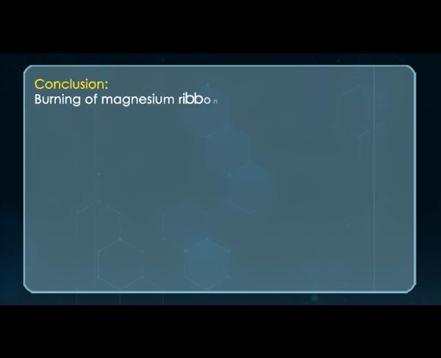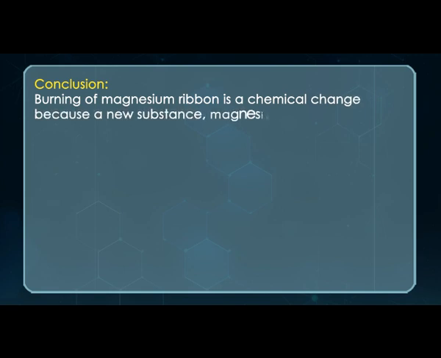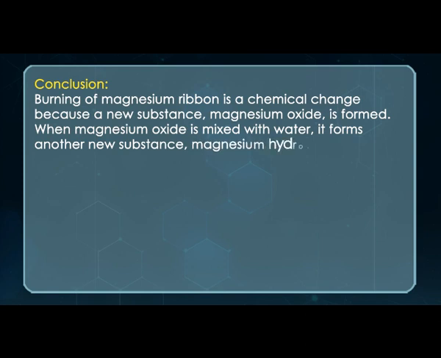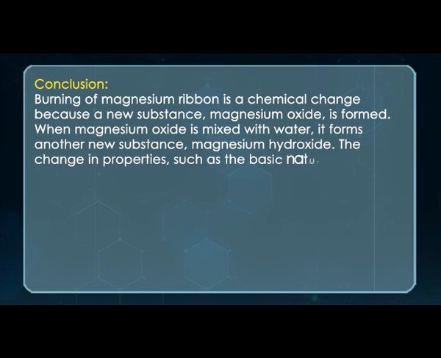Conclusion: burning of magnesium ribbon is a chemical change because a new substance, magnesium oxide, is formed. When magnesium oxide is mixed with water, it forms another new substance, magnesium hydroxide. The change in properties, such as the basic nature of the magnesium oxide, also proves that it is a chemical change.